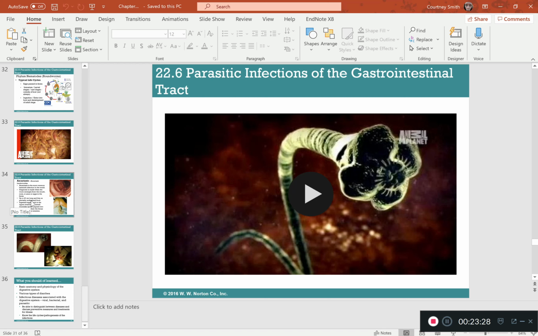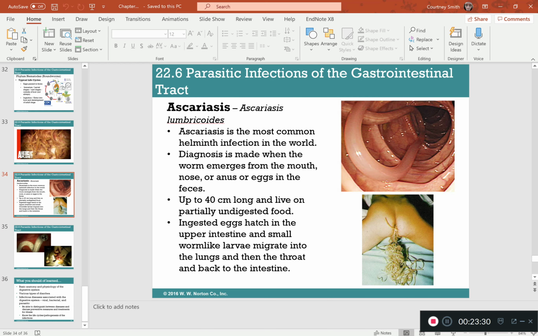So let's talk about our last parasite real quick. This is Ascariasis, I believe that's how you say it. These are the most common worm infections that you may see. They are generally diagnosed by the patient themselves, because these worms will emerge for air, and at that time point you'll see them coming out of your anus, your nose, or mouth.